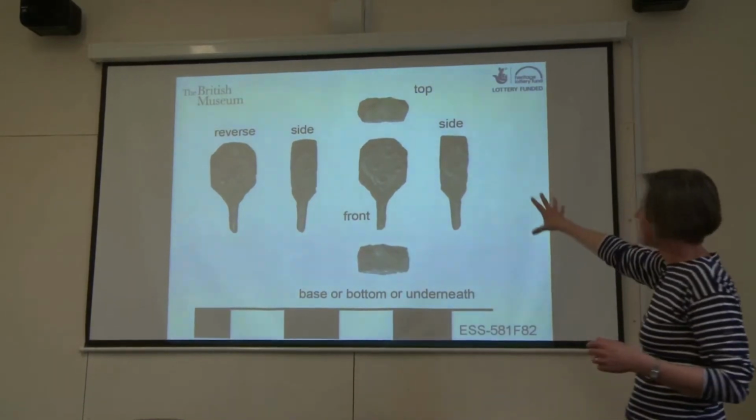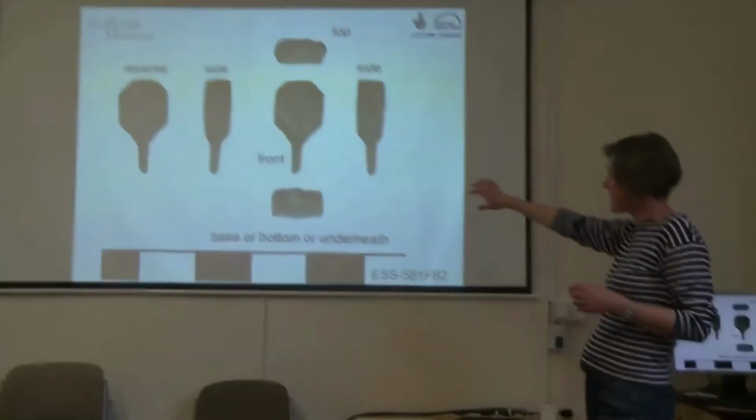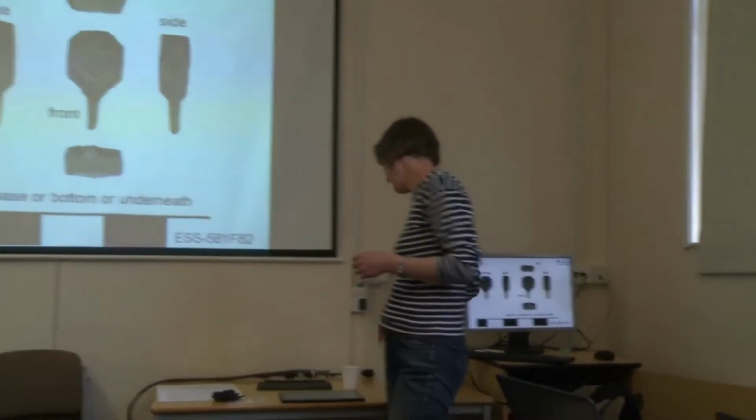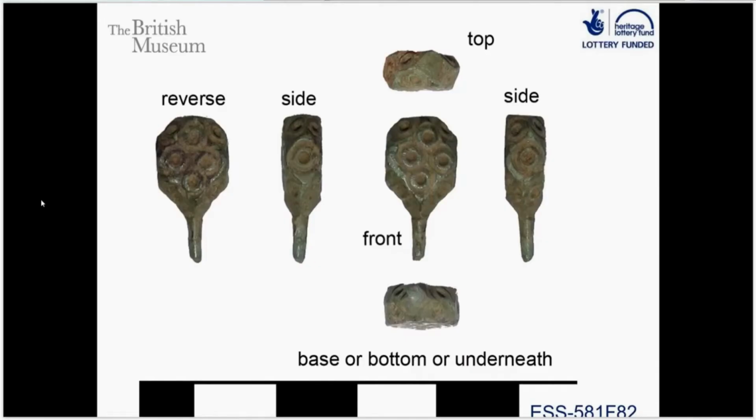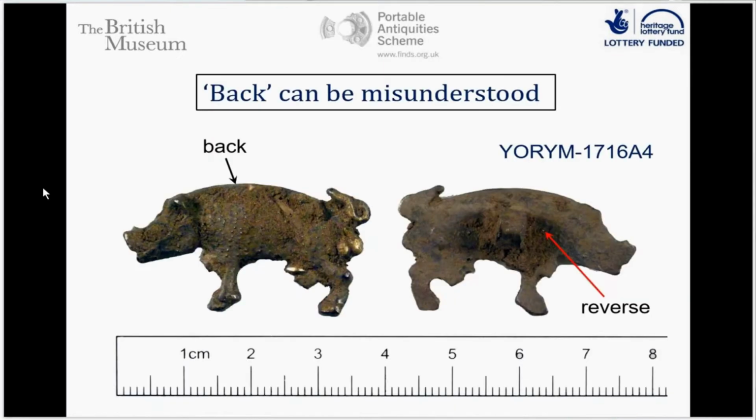But this has got all of its faces, all of its views on the same image. And so this helps us see what words we use for the different parts of it. So the top and the base or the bottom will be underneath. I don't think it particularly matters too much about those words, but I don't really like the use of the word back for the reverse. The reason why is I think it can be misunderstood.